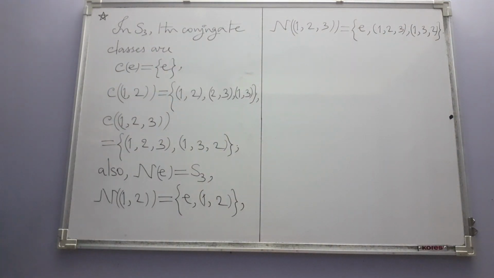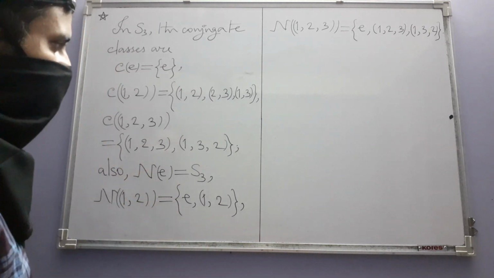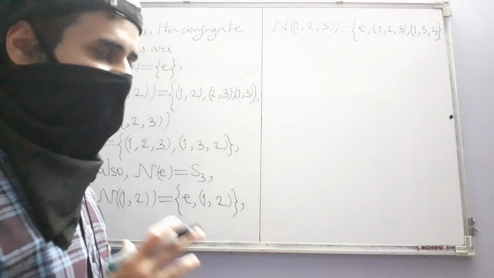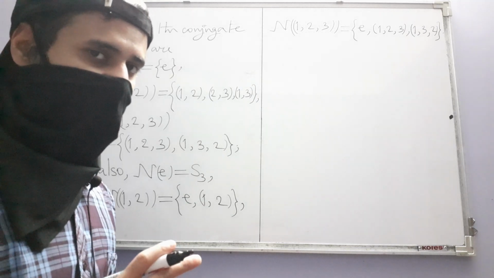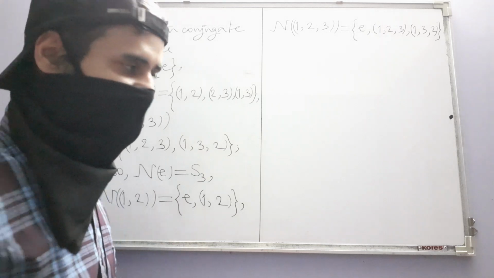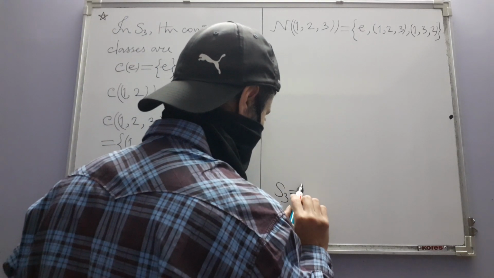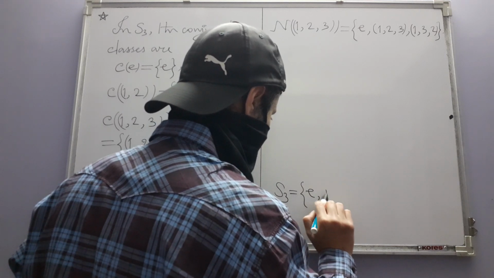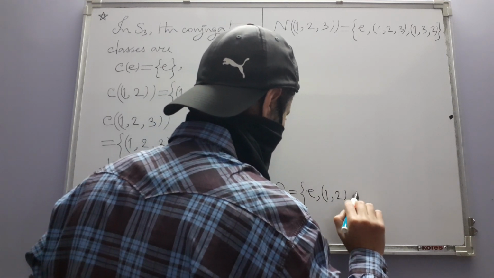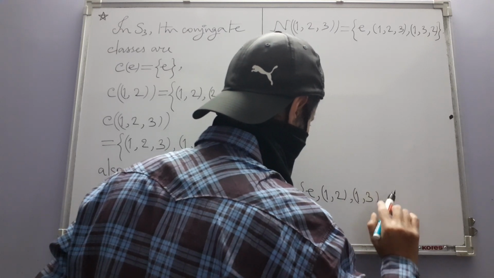Okay, now when you are going to calculate conjugate classes, keep in mind that they form a partition of G in general. In this case, they are going to form a partition of S3. So you know what the elements of S3 are, right? There are these 6 permutations.